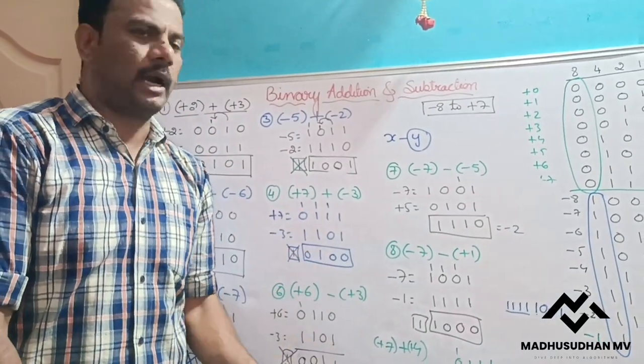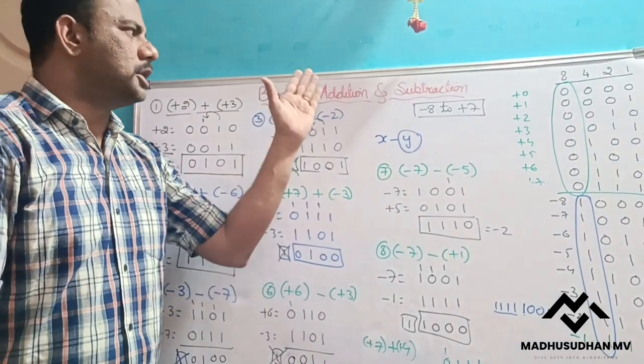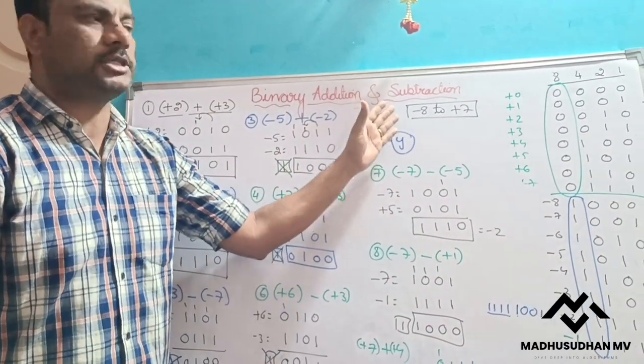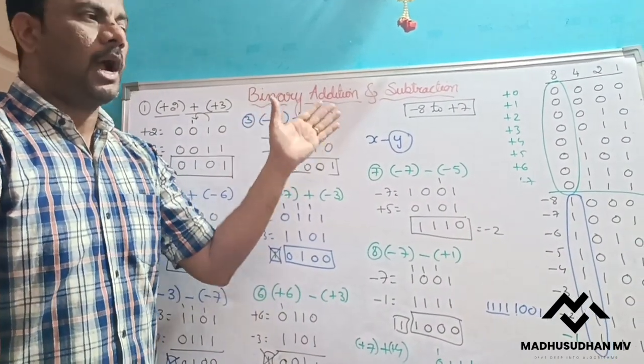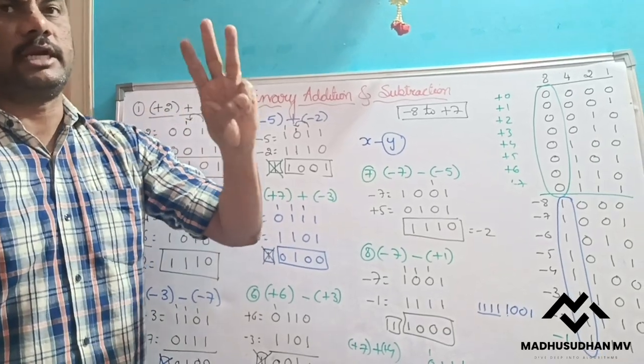So I hope you understood how to perform addition and subtraction using the binary number system, and how to represent negative numbers in 3 different ways.